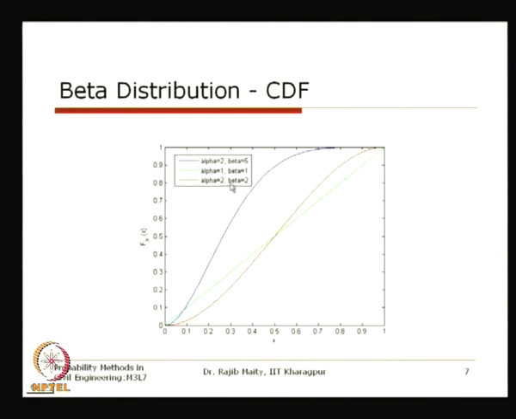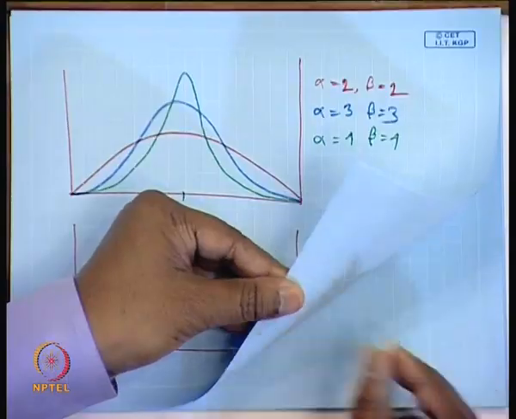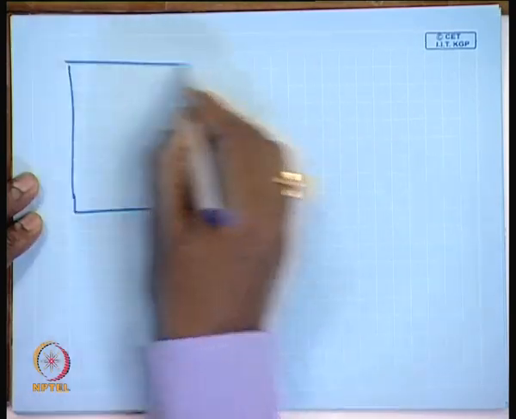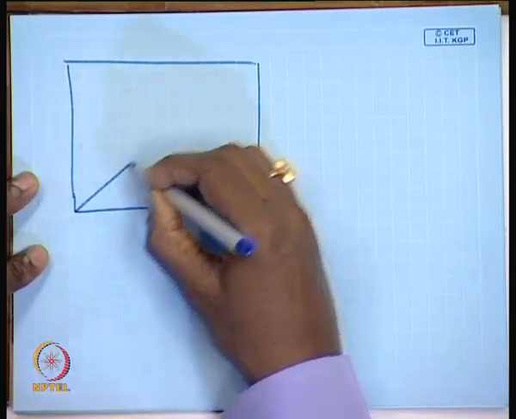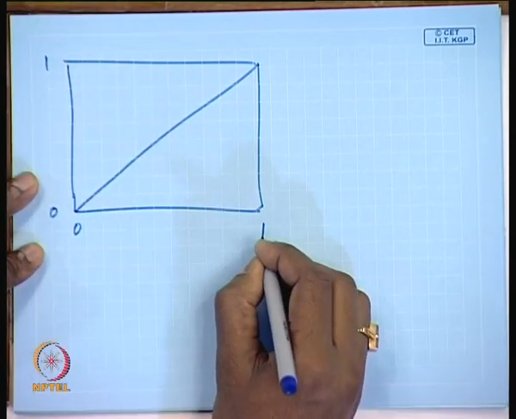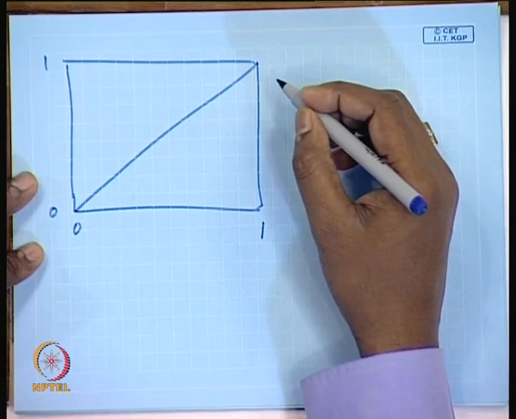Now if we increase both these values, instead of alpha equals 2 and beta equals 2, if we give alpha equals 3, beta equals 3 or even higher, then the slope of this one will increase. So if I show it here, then what we will get is this one. So this is for your uniform distribution, starting from 0 to 1, and the x-axis is 0 to again 1. So this is for the uniform distribution.